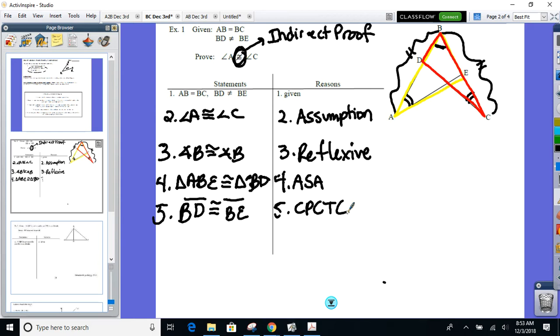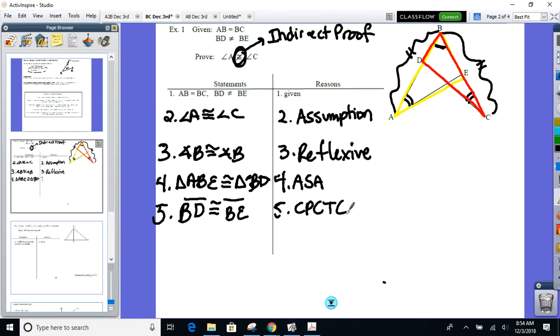What did we assume was true? That A was congruent to C. And look where that led us to. This statement right here. Is this a true or a false statement? It is false because in the givens we knew they weren't equal. Which would mean what about our assumption then? It's false. Then what's got to be true? The opposite, which is A does not equal C.